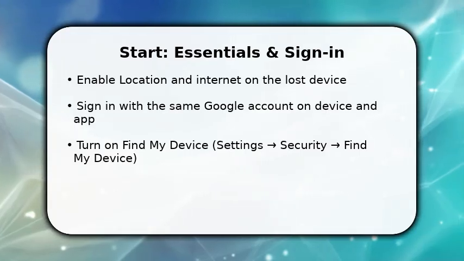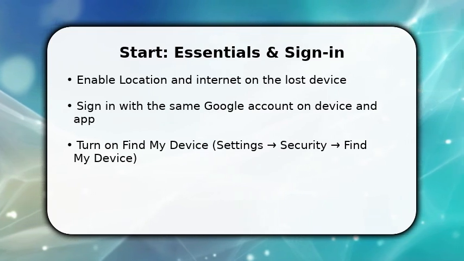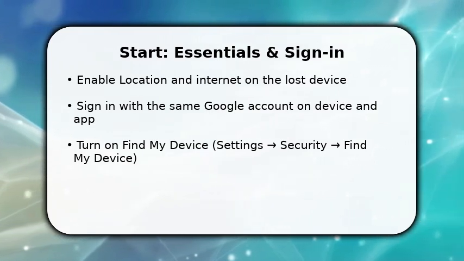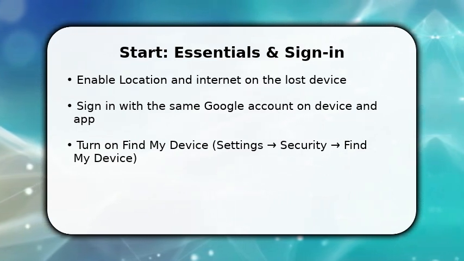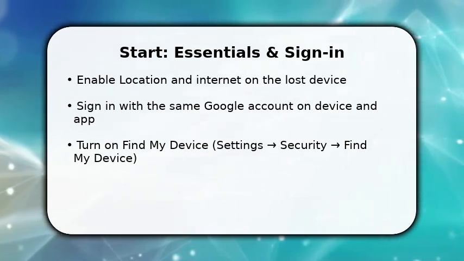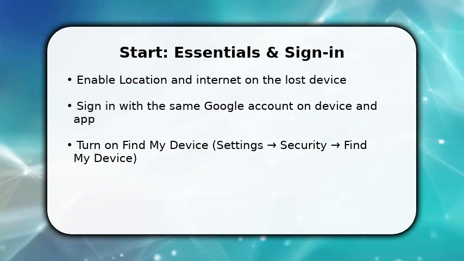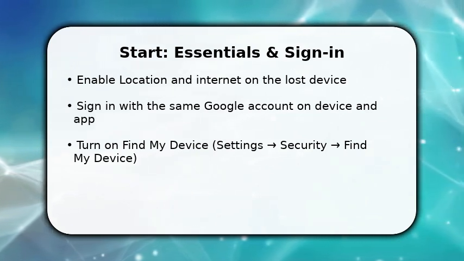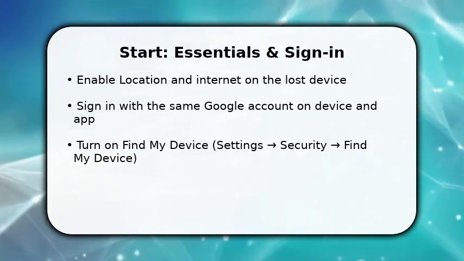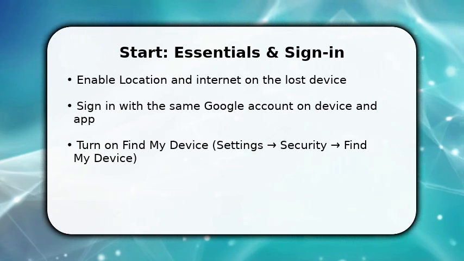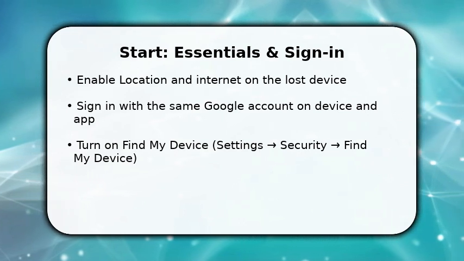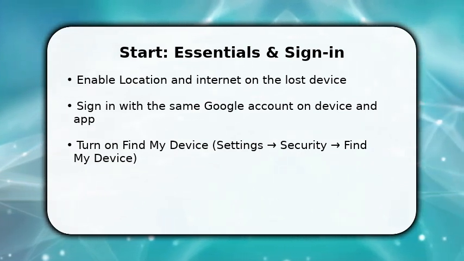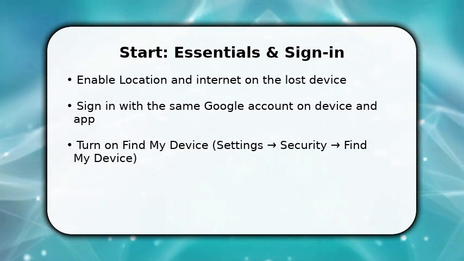You begin by confirming the essentials: location services, internet access, and that your phone uses the same Google account you'll use to find it. Open the Find My Device app or visit the service and sign in. This links the phone to your account so Google can report its position. Once signed in, make sure the device's Find My Device toggle and location permission are active. This first step is crucial because without account linkage and permissions, the tracking features cannot operate.